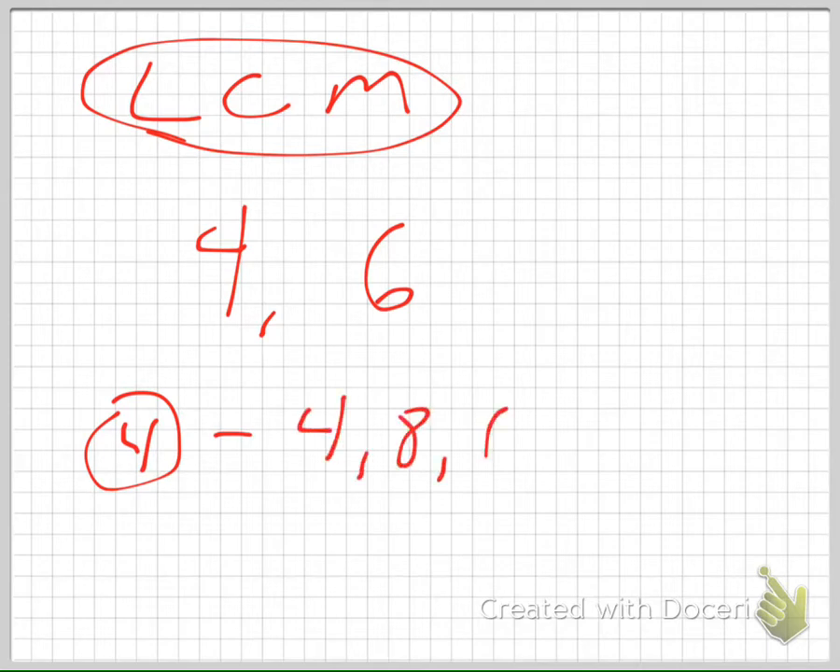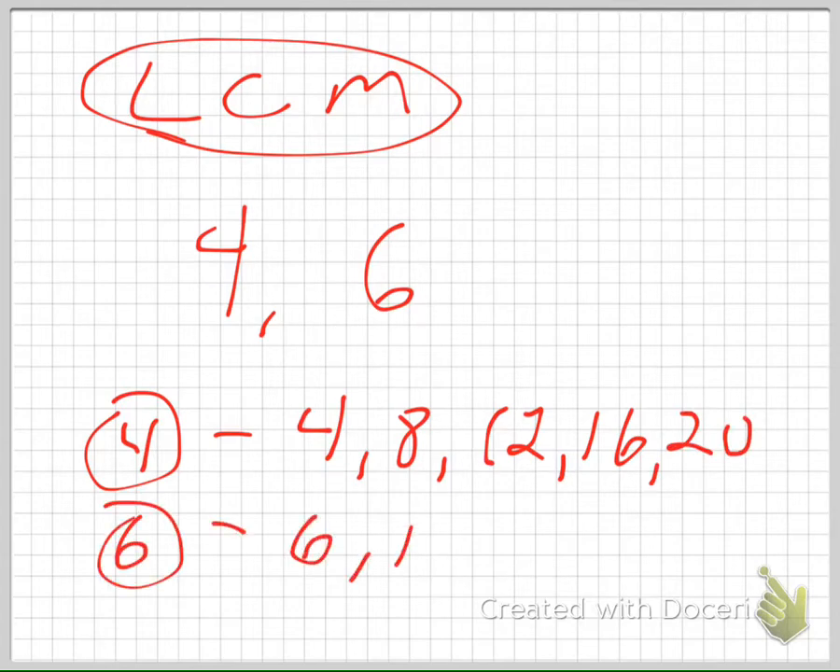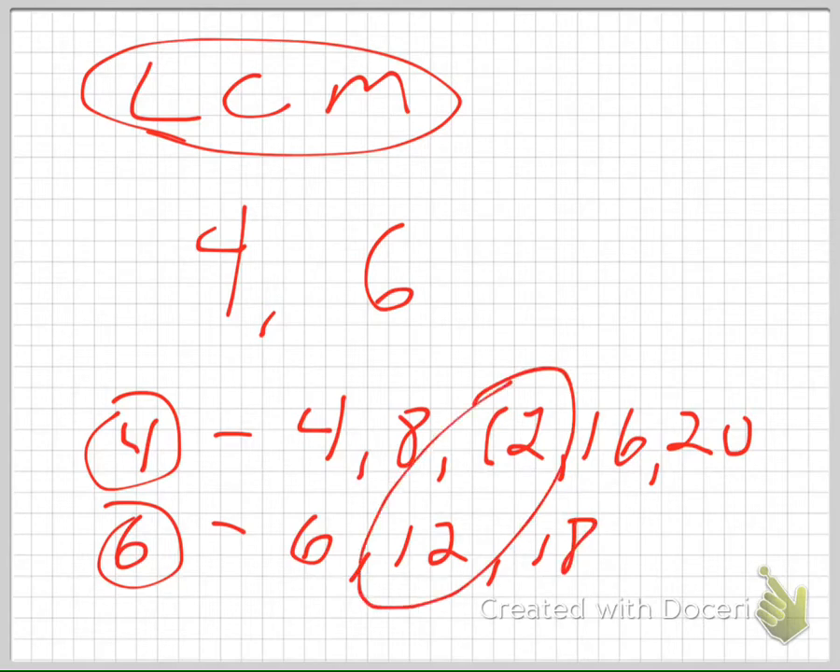What are the multiples of 4? 4, 8, 12, 16, 20. The multiples of 6: 12. There we can stop right there, right? Because that's the smallest multiple. Do you remember what I'm talking about here? You've done this before. Least common multiple is the smallest same multiple. So list the multiples, you can find it.